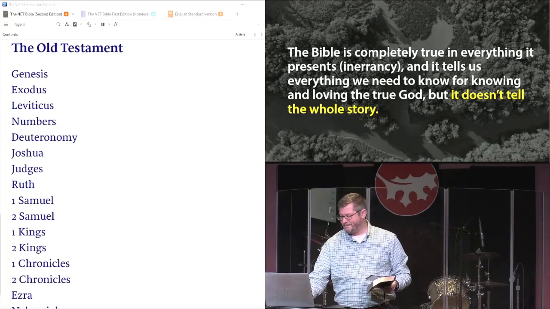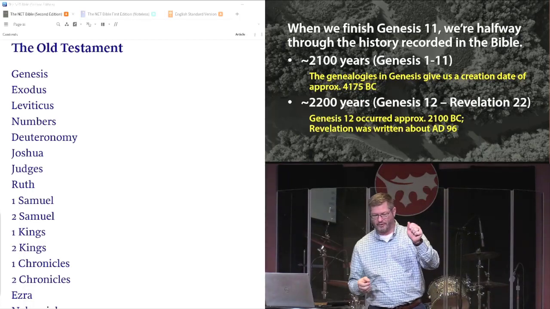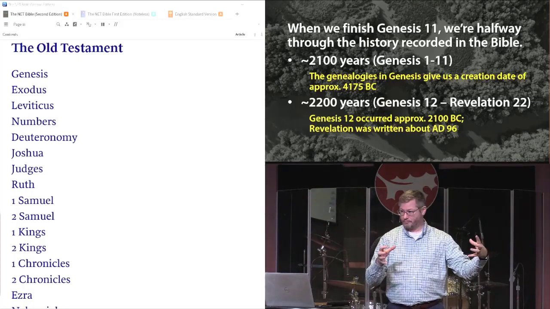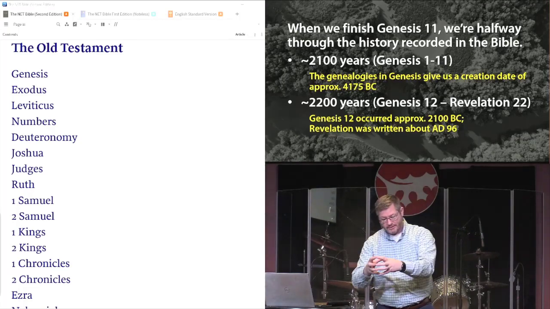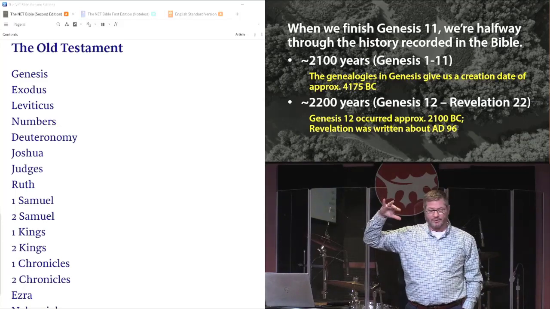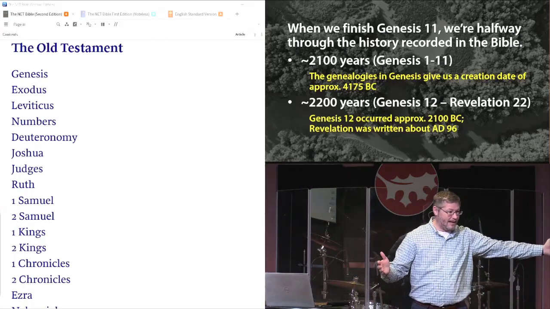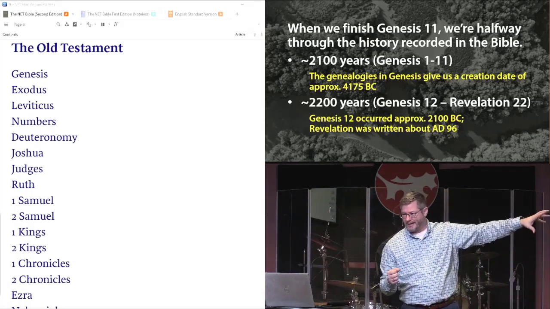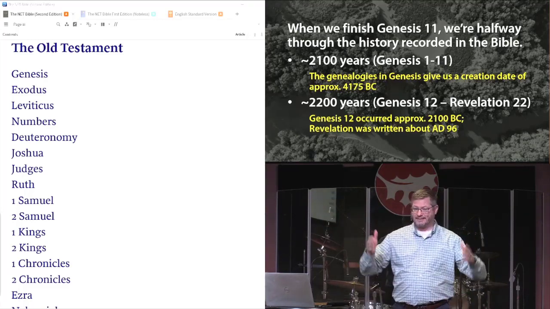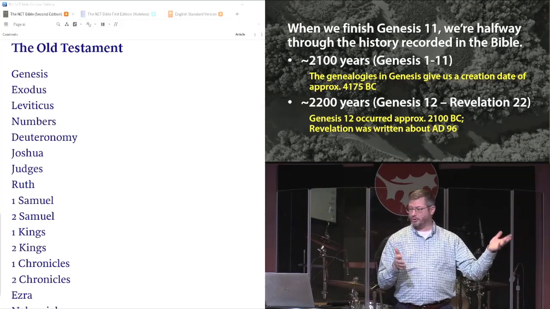So, that said, what do I have here? When we finish Genesis 11, we sort of touched on this last week, the first 10 or 12 pages of the Bible, we have completed half of the history of the Bible. From Genesis 12 to when John wrote the Revelation was only about 2,200 years, and Genesis 1 through 11 is only about 2,100 years. I understand the Revelation talks about the future that hasn't happened yet, but from the time John wrote, about AD 96, that took the same amount of time as the first 11 pages and the rest of the collection to put together.